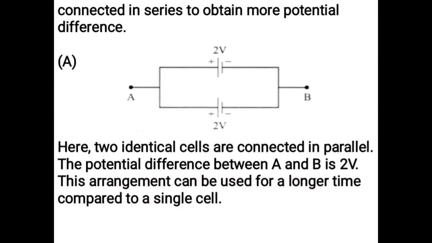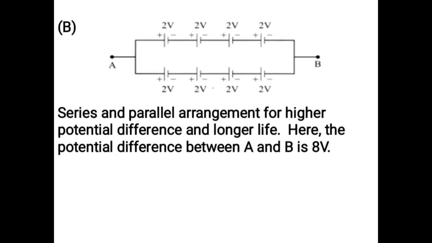Here, two identical cells are connected in parallel. The potential difference between A and B is 2 volt. This arrangement can be used for a longer time compared to a single cell. Series and parallel arrangement for higher potential difference and longer life. Here the potential difference between A and B is 8 volt.